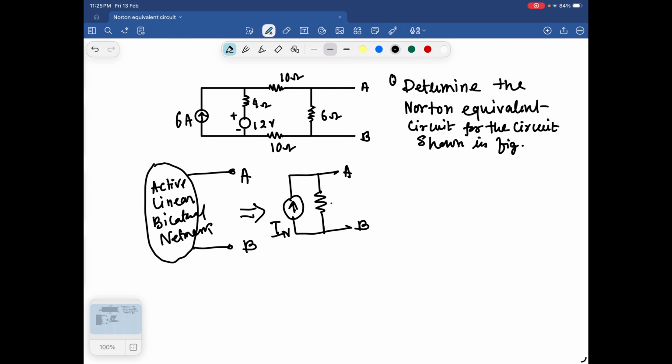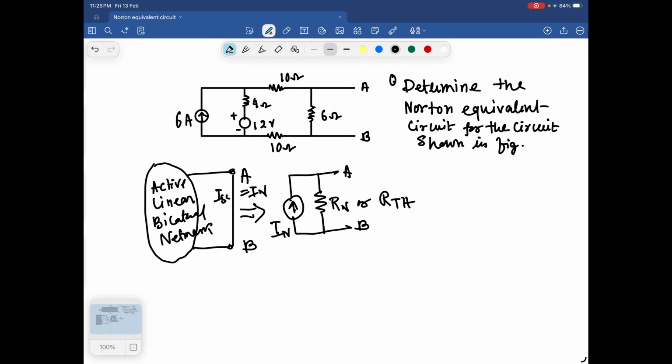This is IN and this is RN or RTH. This one is the equivalent resistance of the network and this IN is the short circuit current. That is, if you short the terminal AB, then ISC is there. This is equal to IN. So anyhow, we have to solve this problem.